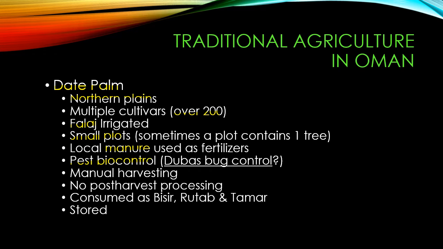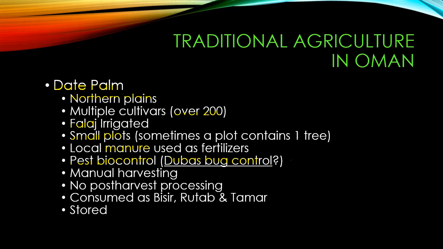Pest control at the local level used to be biological. But then the Dubas bug, for example, is now not under the farmer's control. They don't make the decision on controlling the Dubas bug. It is the government that makes that decision, and they actually spray chemicals. So that disturbed the sustainability of traditional date palm cultivation in Oman.